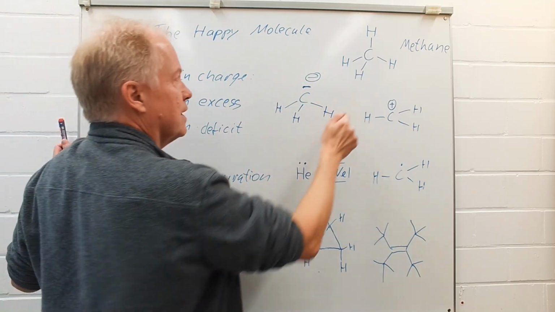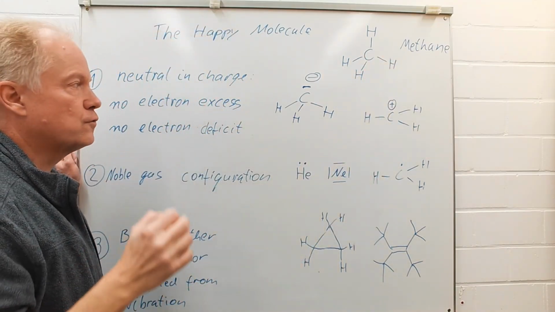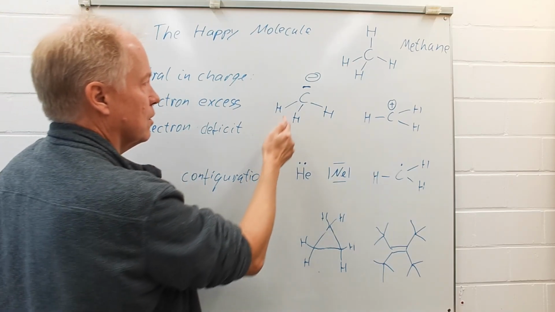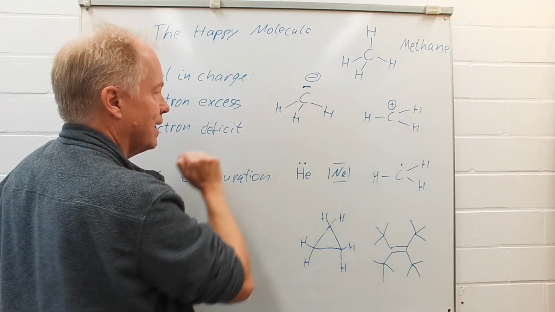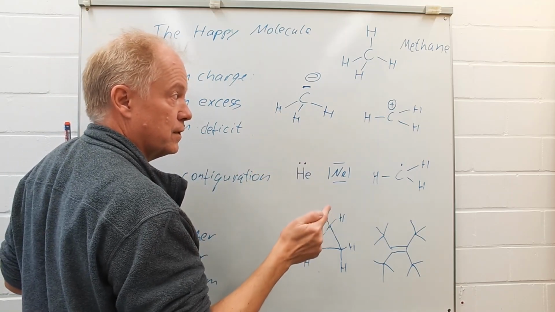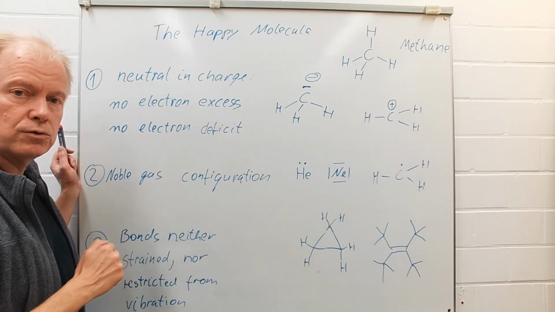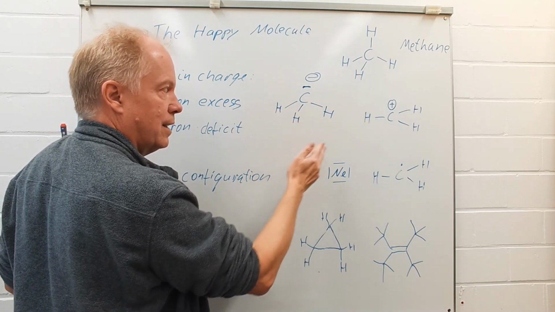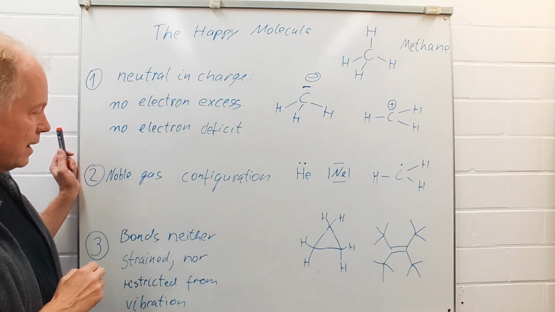So this is the case, for instance, for methane, the CH4 molecule, but it's not the case of the methyl-anion. It has an electron excess, and also not the case for the methyl-cation. It has an electron deficit. Both that methyl-anion and the methyl-cation are highly reactive.